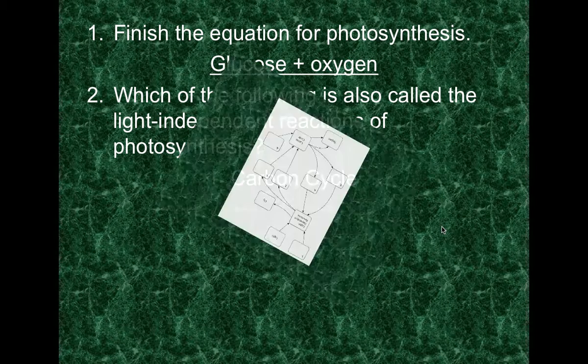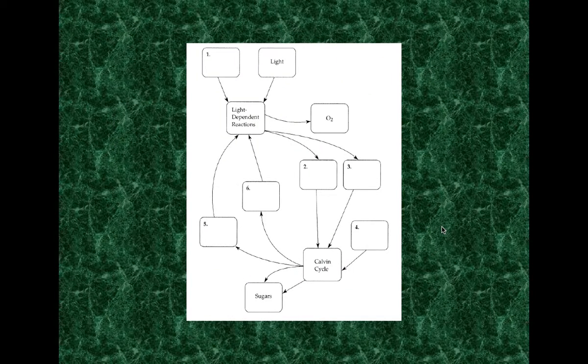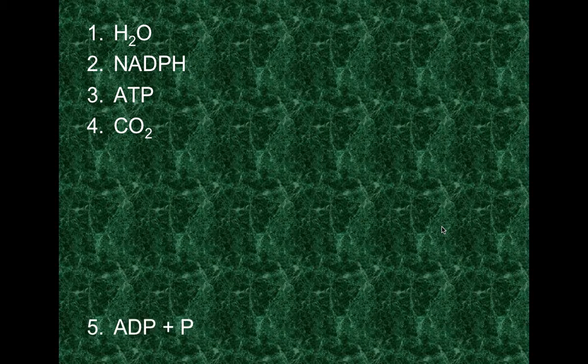All right, the last one that we're going to do for this part of photosynthesis is our flow chart here. If you look at number 1, we have water. Water plus light go into the light-dependent reactions. And then the light-dependent reactions kick off the oxygen, you see the O2 there. And then it also kicks off NADPH for number 2 and ATP for number 3. Those go into the Calvin cycle along with CO2, which is number 4. And the Calvin cycle then kicks off sugars and then cycles back to the light-dependent reactions ADP plus P and NADP plus.